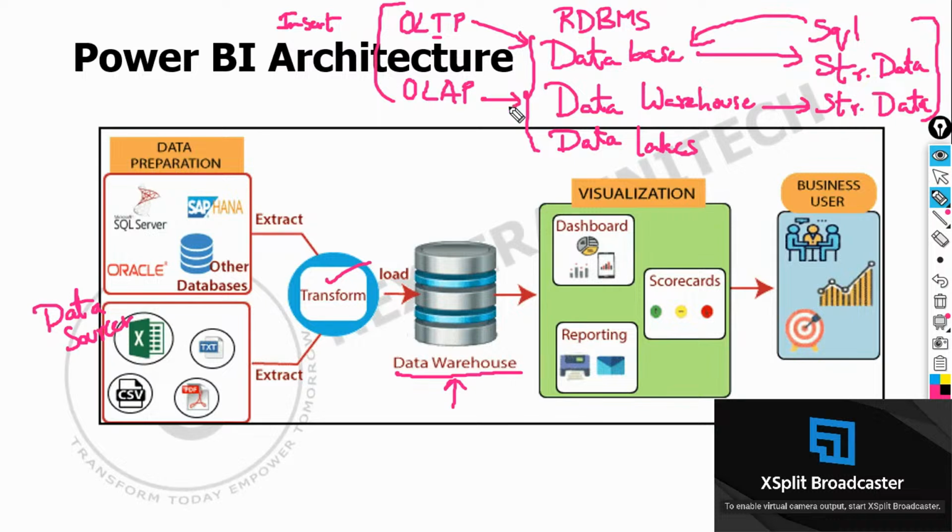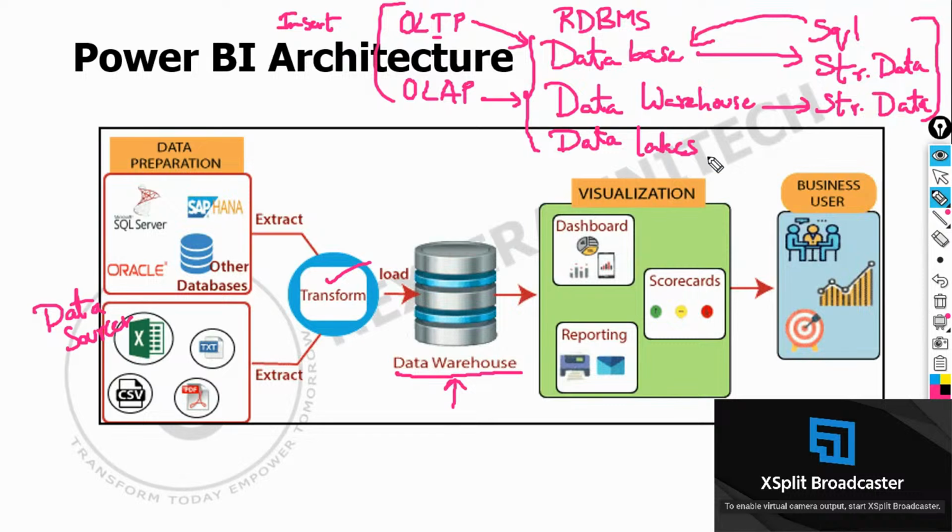What do you mean by OLAP, Akhil? OLAP means online analytical processing. Analytical in the sense that we are storing the same structured data in a data warehouse, and this data stored in the data warehouse will be used only for analytics.